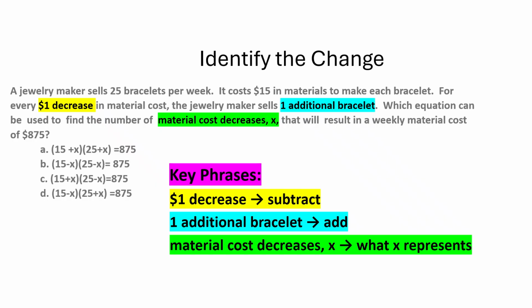But it's important to take a look at what we have and focus on these key phrases. When we have a $1 decrease in material costs, that simply means that we're going to subtract the material costs. And then when we have one additional bracelet sold, that means that we're going to add the material costs. The relationship occurs right here, and it's very important to pay attention to it.